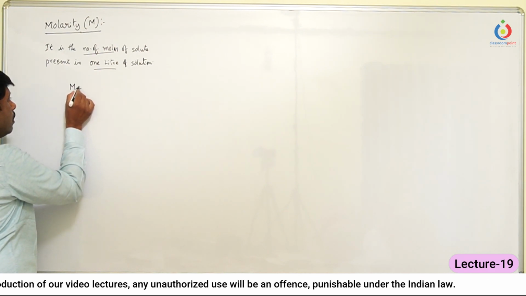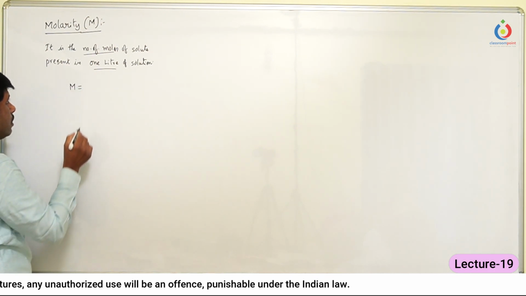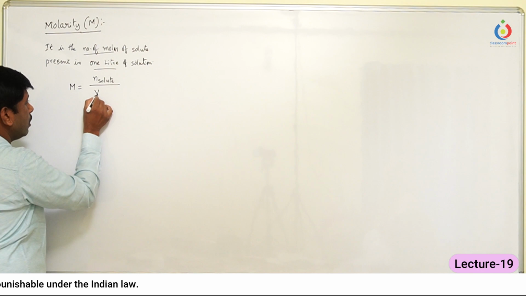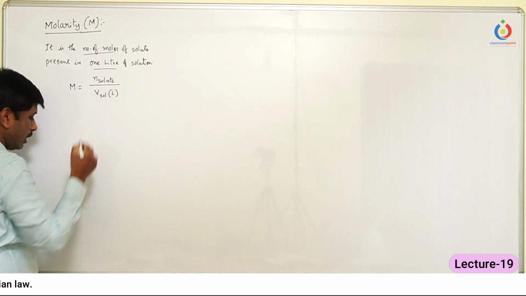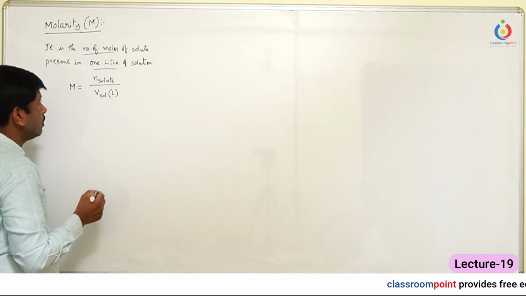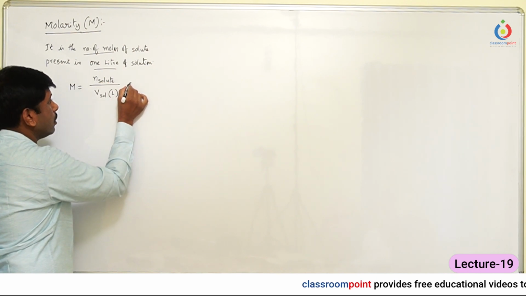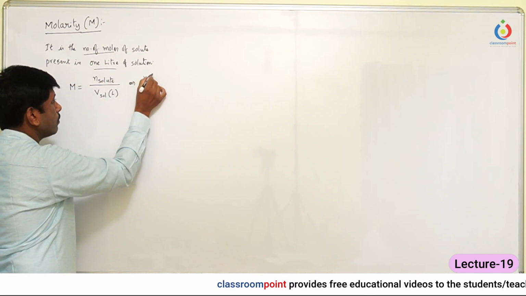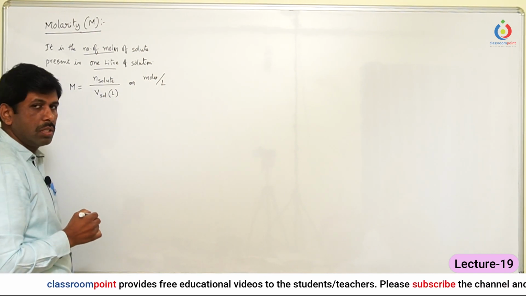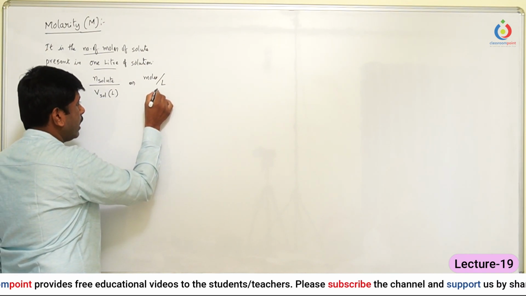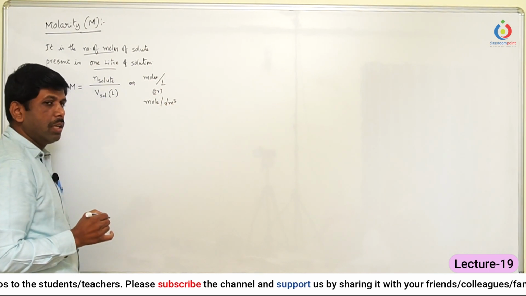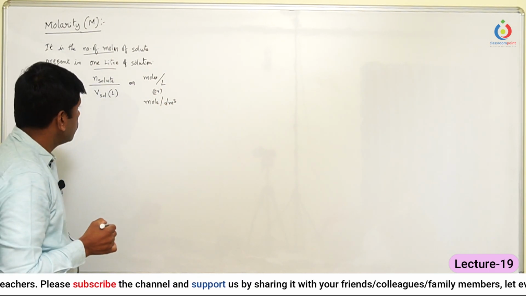So the formula can be written as M equals number of moles of solute divided by volume of solution in liter. From this we can derive the units of molarity also. Moles, units are nothing but moles only. Volume is given in liter. So moles per liter, or we can write this as mole per dm cube. So 1 liter is equal to 1 dm cube.